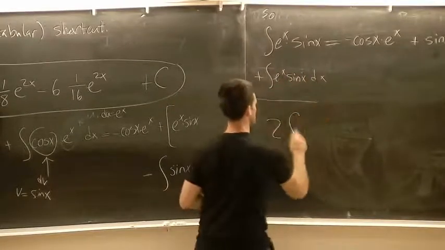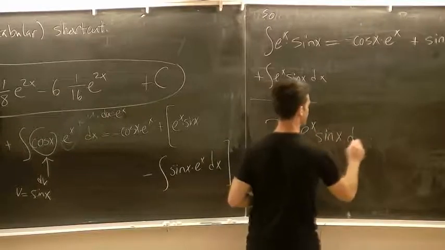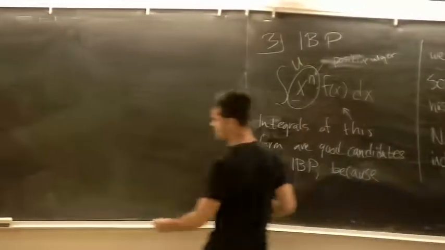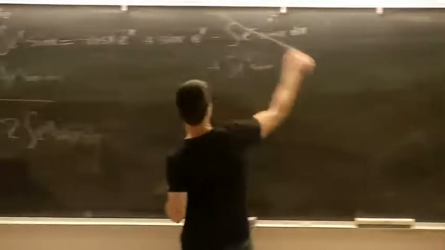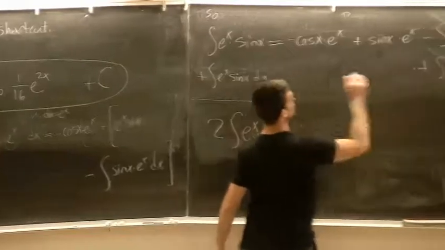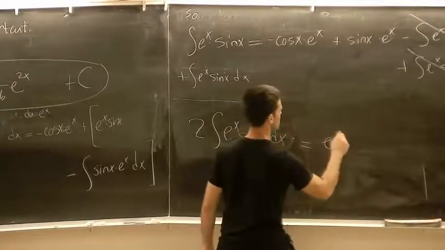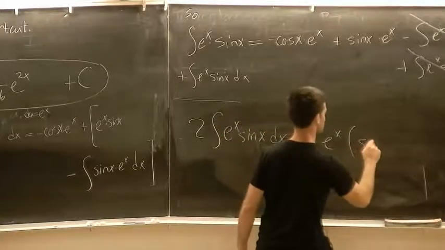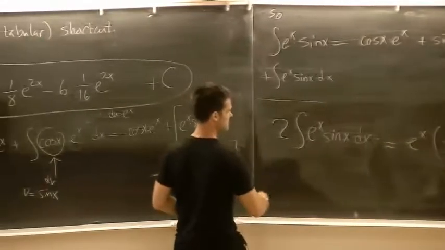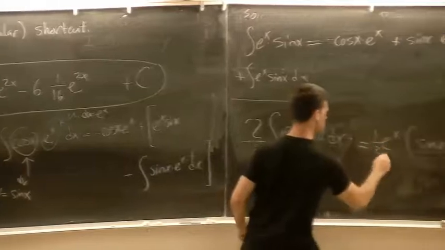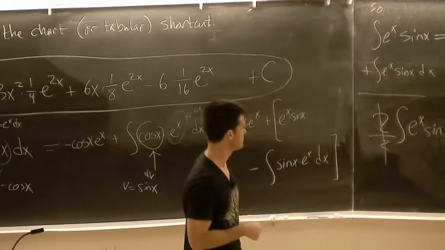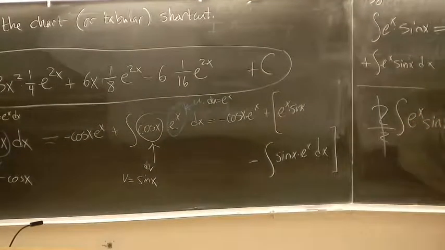Plus e to the x sine x dx on both sides. So now I have 2 times the integral of e to the x sine x dx. On the right-hand side, they cancel. For some reason, I like canceling stuff in red, but I'll use purple. So on the right-hand side, those two terms cancel, and we're just left with these two, which I could factor out an e to the x of. So let's just divide everything by 2. And I got an answer. I guess I should put a plus c.